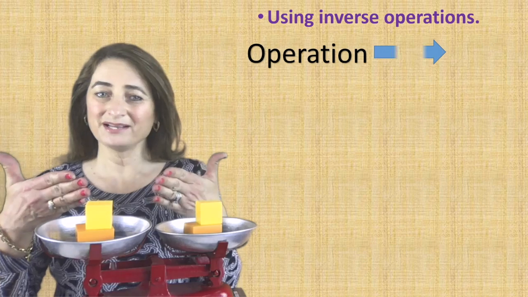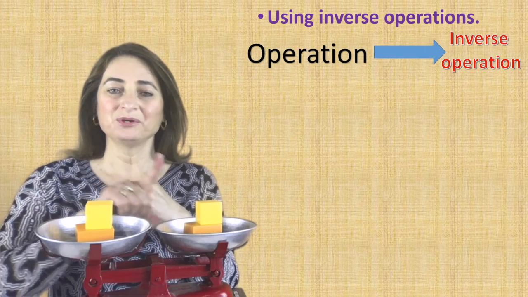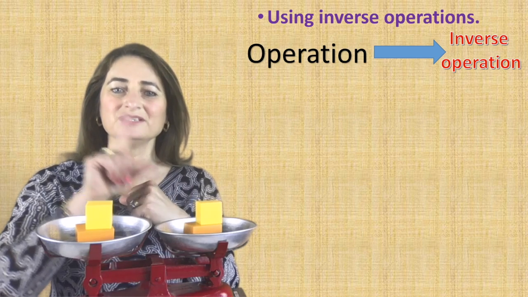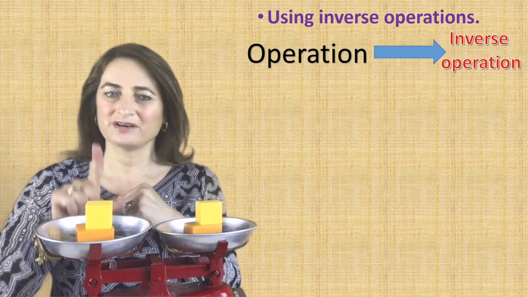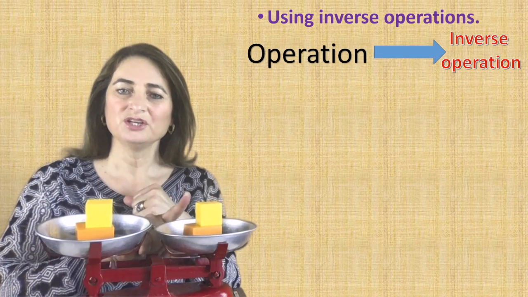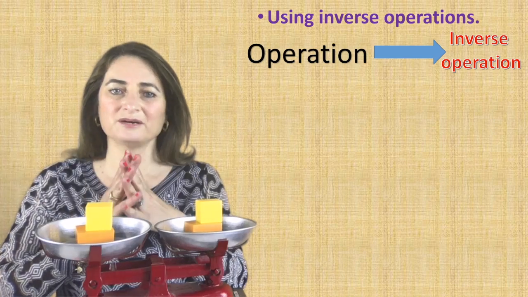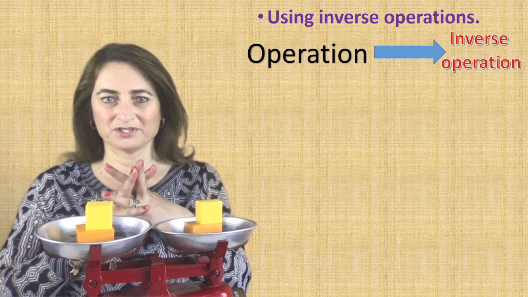Last lesson, we talked about solving simple equations using inverse operations. And we talked about a balance scale because that's how equations work. Whatever you add to one side, you have to add to the other side of the equation to keep it in balance. Whatever operation you do to one side of the equation, you have to do the same thing to the other side of the equation. To undo any operation, it's called the inverse operation.